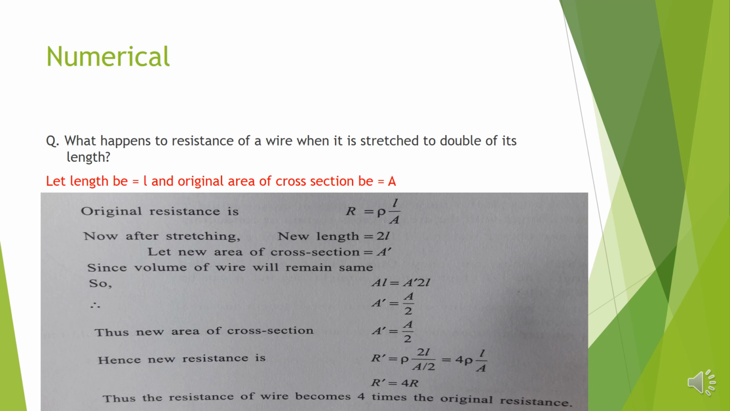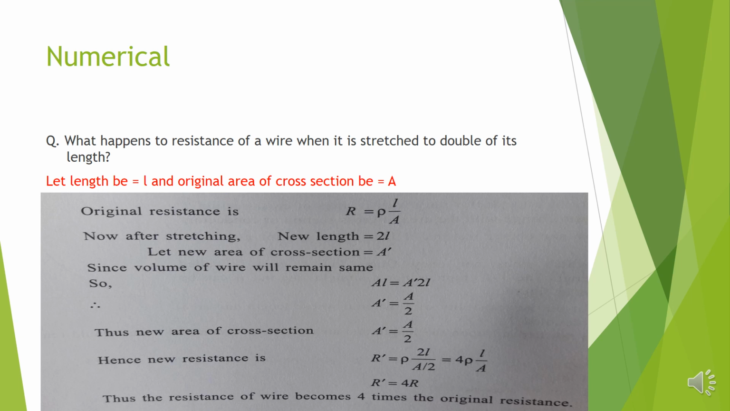So length I can take as L, cross section area I can take as capital A. So initial formula R is equal to rho L by A. Now I know volume remains constant. Again, it's a cylinder. Cylinder's volume formula is area into length. So A into L. My new area is A dashed and new length is twice L. So I get a relation between new area and the original area. New area is half the original area.